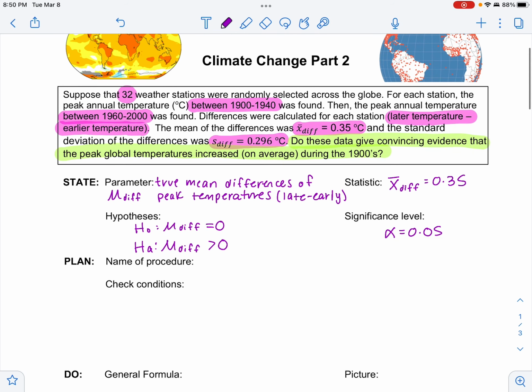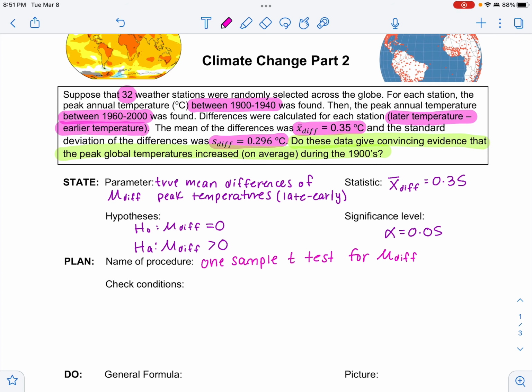All right, now moving on to the plan phase. This is a one sample test because even though we have our two different populations, we are pairing them up and we are only focused on the sample of differences. So we call this a one sample t-test for mu sub difference. And this for, whatever comes after for, that's always going to be whatever symbol you used for your parameter.